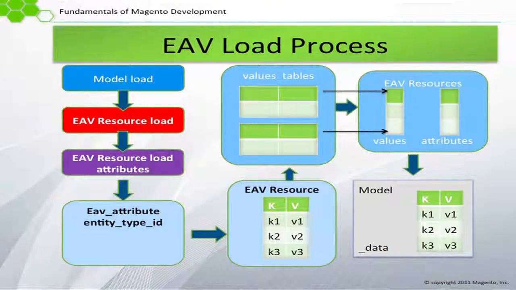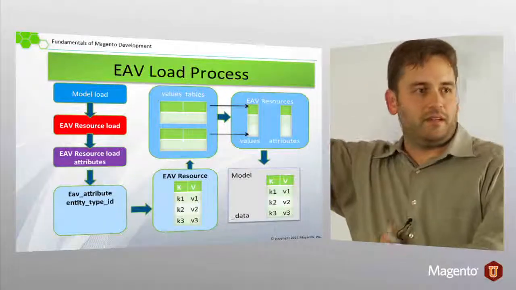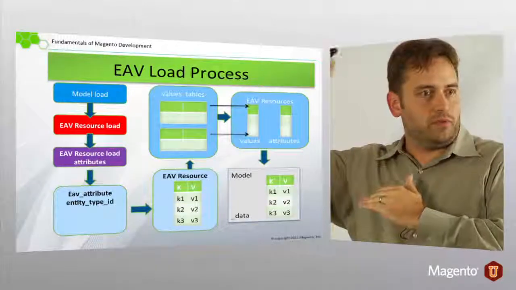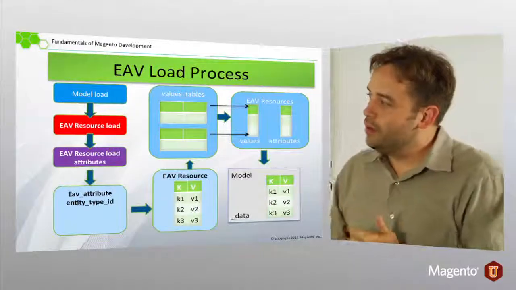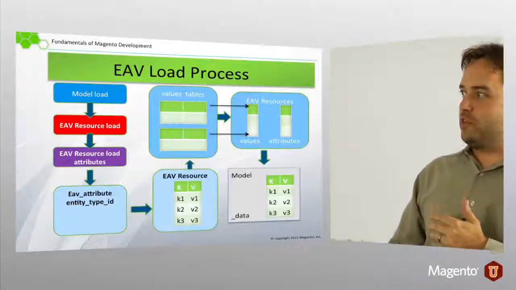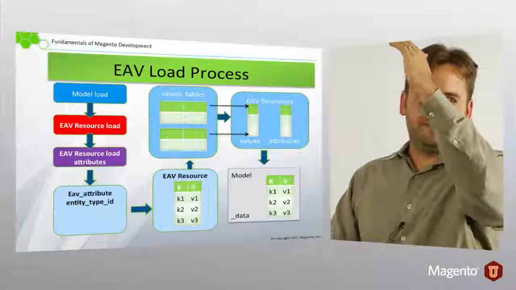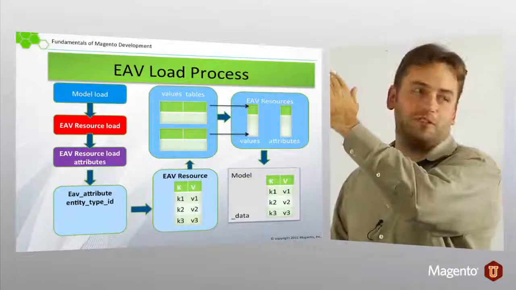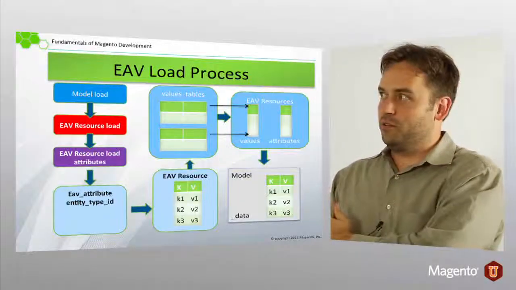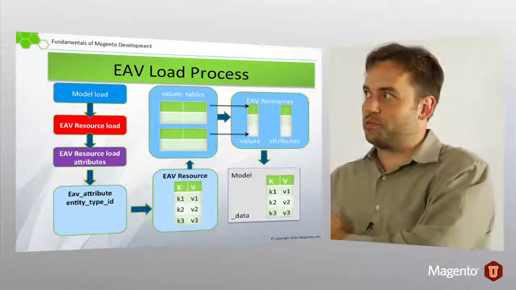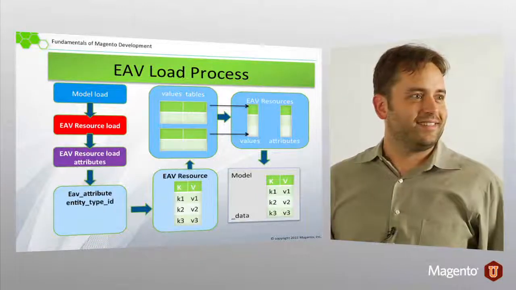EAV is a little more complex because we have to deal with all these different tables and all sorts of different scopes. Model load loads the EAV resource model, and then the EAV resource model has to load all the attributes to get access to the attribute source models. Then we go into each of the tables, so we have all these different tables, all these different sets of results. But the nice thing is, once the data is pressed back onto the model, it's nice and flat.